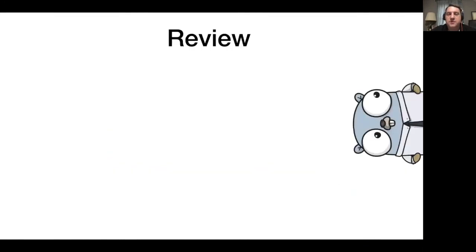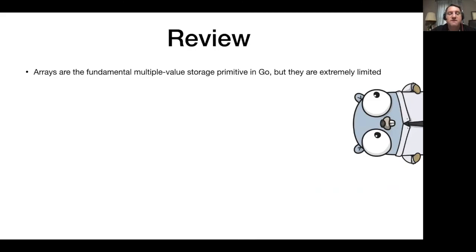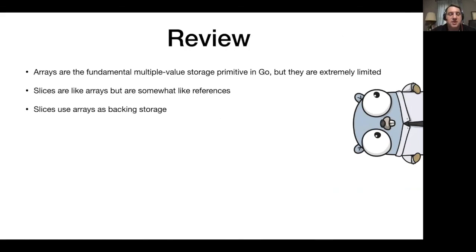So to review, arrays are the fundamental multiple value storage primitives in Go, but they're extremely limited. So you almost rarely use them. Slices are like arrays, but they're a little bit more like references. And this makes them both faster because you don't have to copy all the memory, and also more flexible, but they also have their own issues. They use arrays for backing storage. Arrays are actually a lot faster than linked lists. That's why they do it.